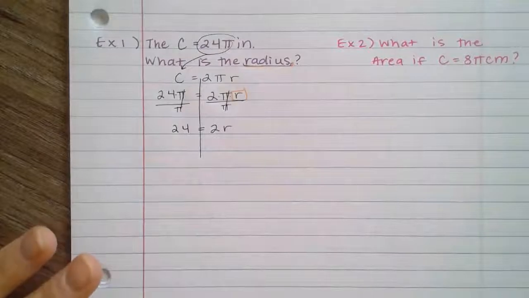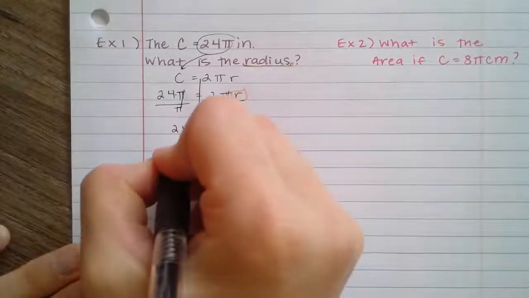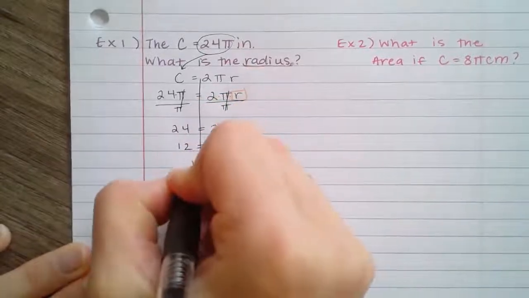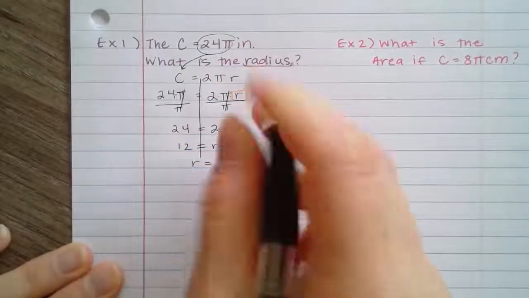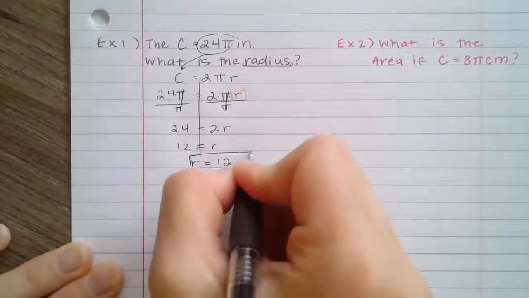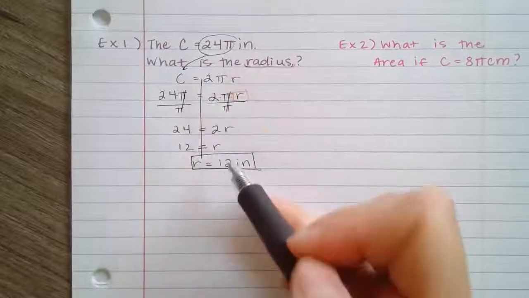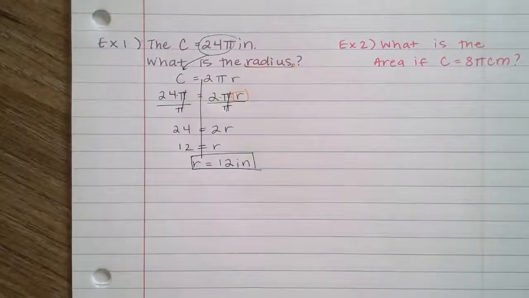And in this case, I have one more step in order to find my radius. I'm just going to divide both sides by 2. And in this case, my radius is 12 inches. And my radius is a length, so it's not inches squared or anything. I'm going to take the circumference, which is a length, and my radius would be a length, so it stays the same unit.